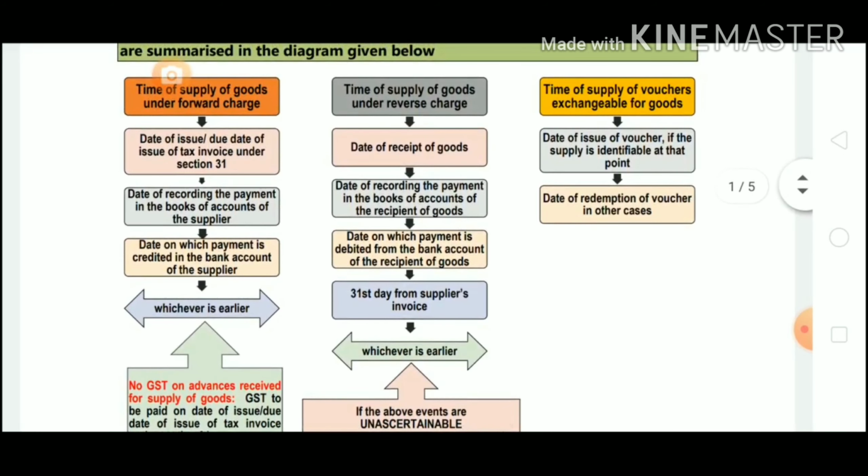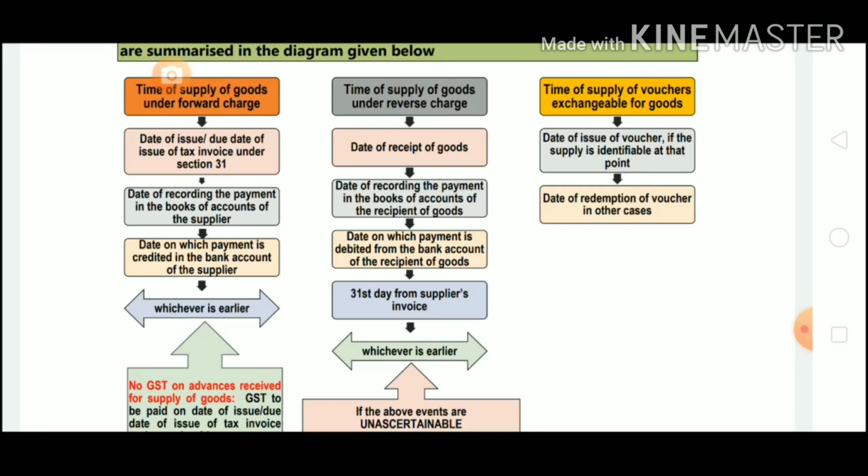Now time of supply of goods under reverse charge. In this case, we have to take the earlier of four dates. First one is the date of receipt of goods. Second one is the date of recording the payment in the books of accounts of the recipient of goods. In this case, we'll think from the point of view of the recipient. Third, when the payment is debited in the bank account of the recipient, we'll take that date. And fourth, we'll take the 31st day from the supplier's invoice.